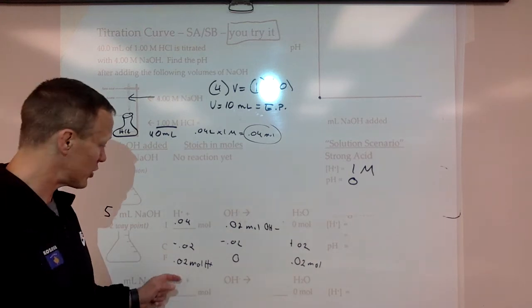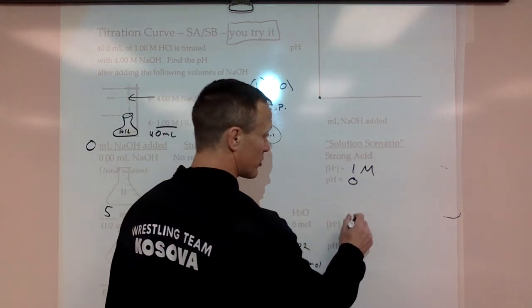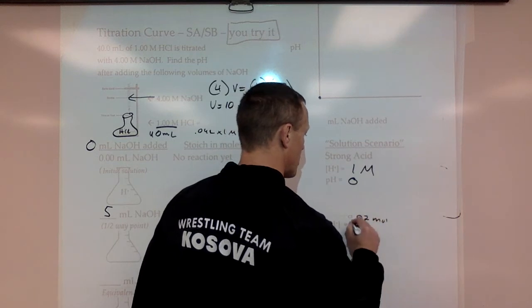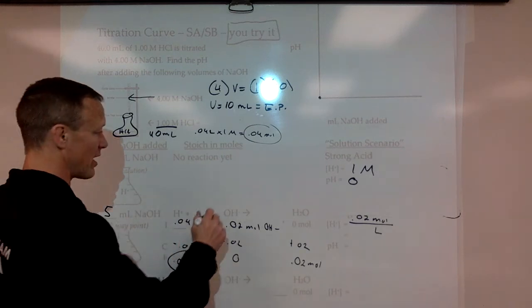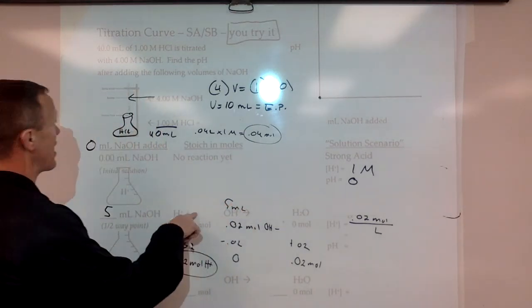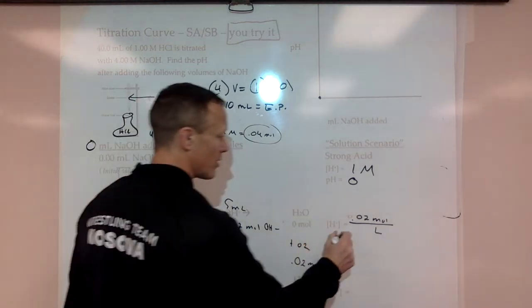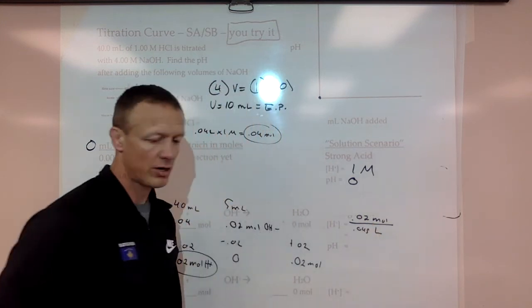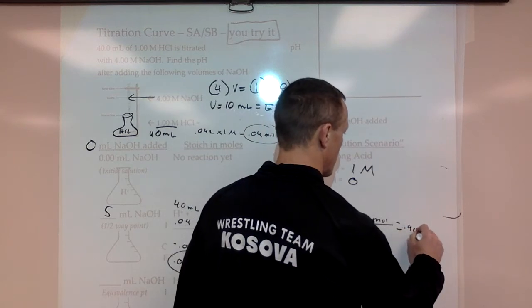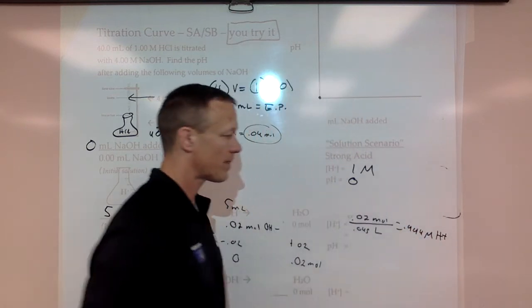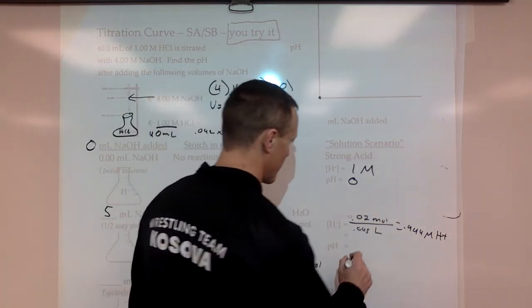So if we think about our pH, we need to know the concentration of this, not moles, but concentration. So our concentration of H plus would be 0.02 moles divided by our liters. Well, we mixed 5 milliliters of NaOH, and we had 40 milliliters of that. So we have 45 milliliters, which would be 0.045 liters. 0.02 divided by 0.045 is 0.44. Negative log of that. So do negative log 0.444, and our pH is 0.35.